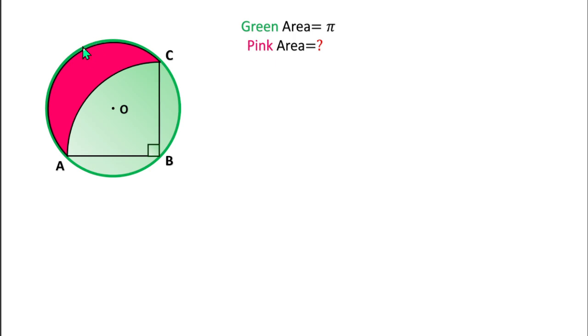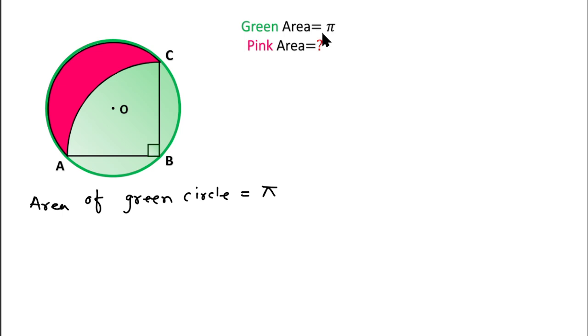In this question, there is one green circle with center O, and the area of this green circle is given as pi unit square. Then we have to find the area of this pink region. So to find it, we can write area of green circle is equal to pi, which is given in the question.